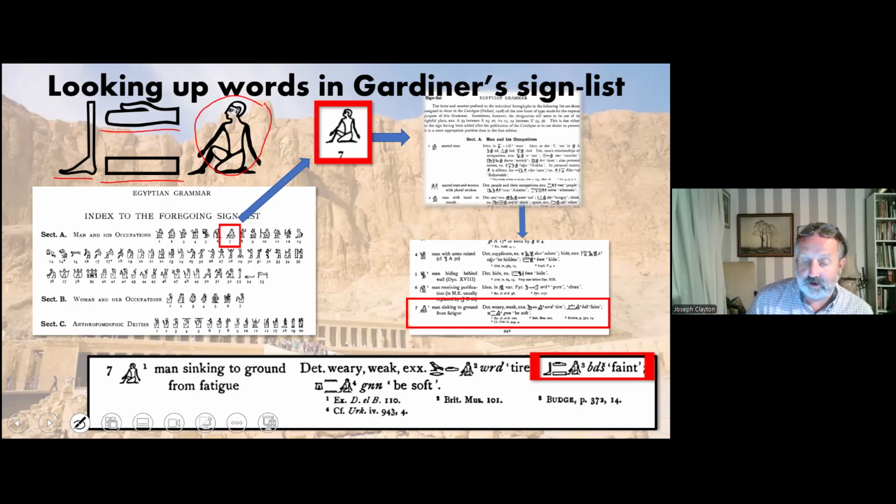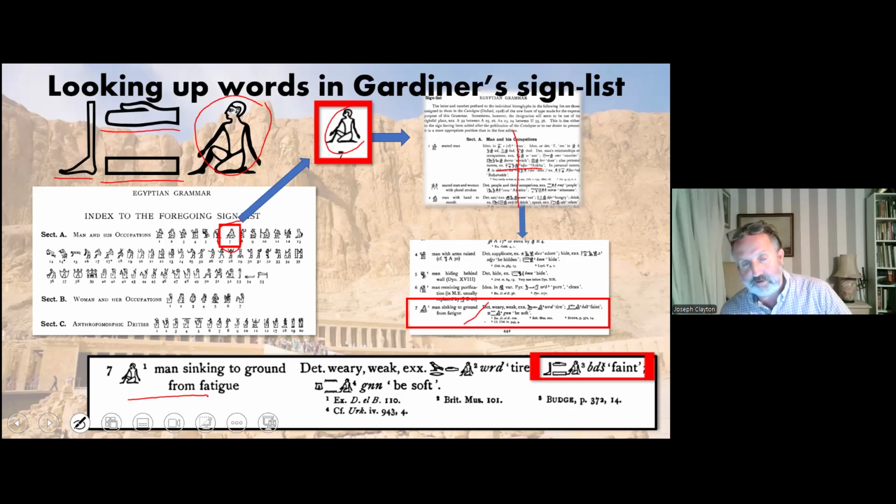The divisions of Gardner, and we can work our way along. We find, there it is, A7. And then we have a look at this to see who he is. We go to the A section, to the expanded thing. We work our way down until we get to A7, and we find this, which is an enlarged version of that. This is a man sinking to the ground from fatigue.